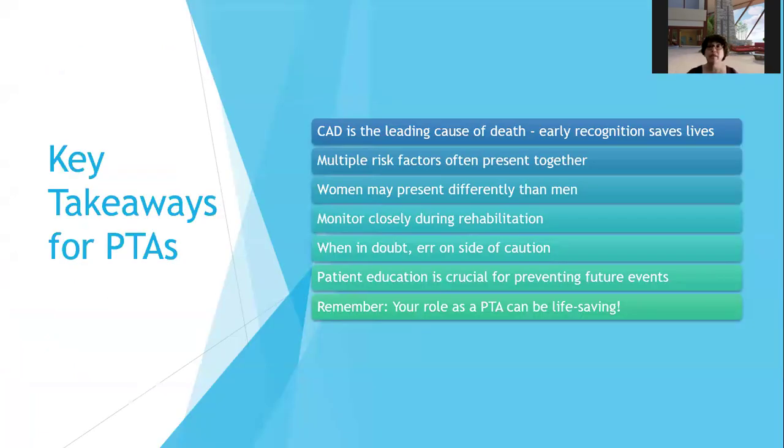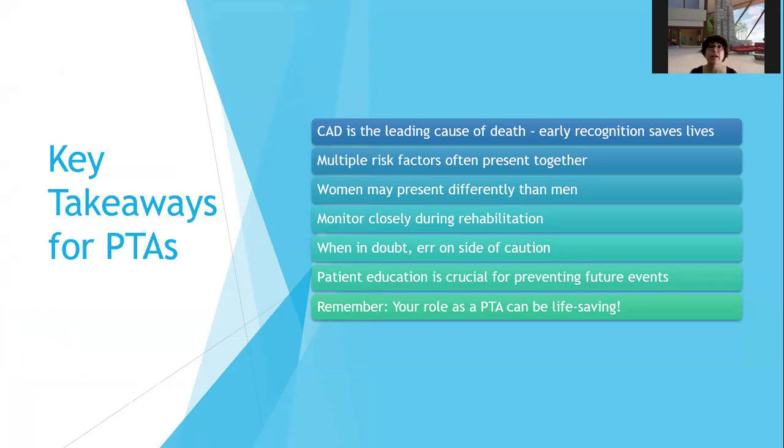So the main things to think about: coronary artery disease is the leading cause of death. Early recognition of coronary artery disease saves lives. And there are multiple risk factors that often present together. And women may present differently than men when they're actually having a heart attack.